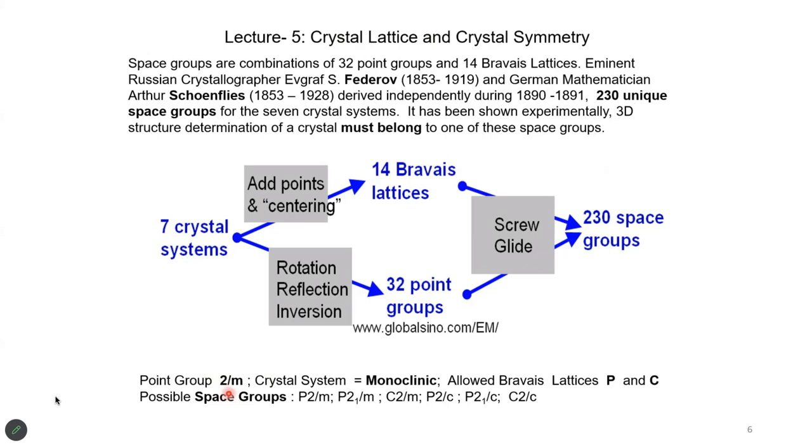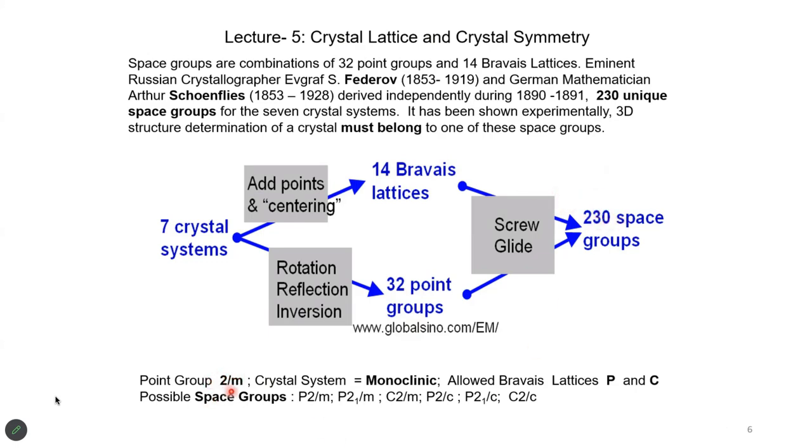We immediately conclude this crystal must have monoclinic system. With this point group, the crystal must be monoclinic system. There's no other alternative. But we know also that monoclinic system has got 2 Bravais lattices. One is primitive, another side-centered lattice, P and C. Using this point group and Bravais lattice, we come to space group.